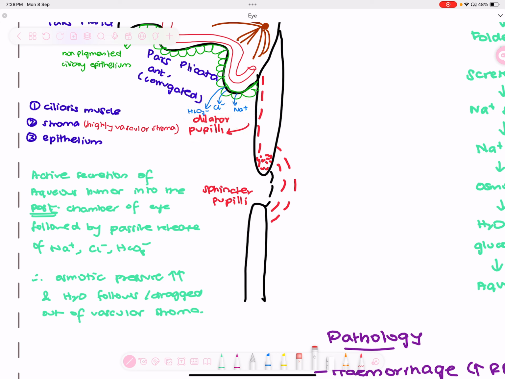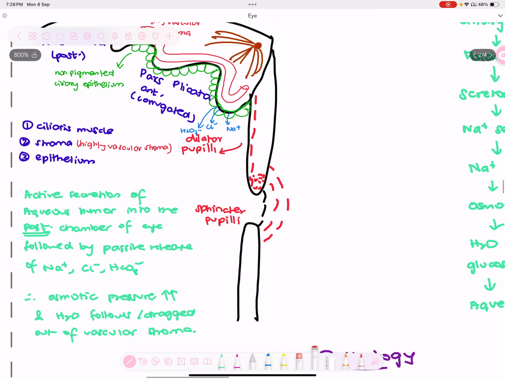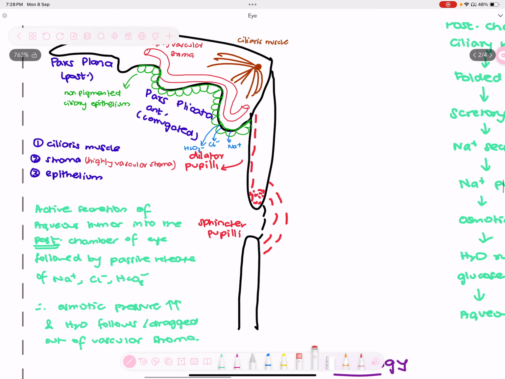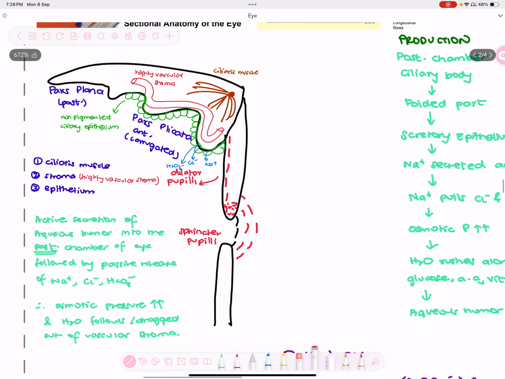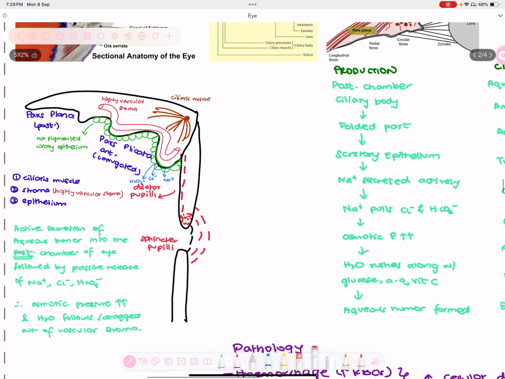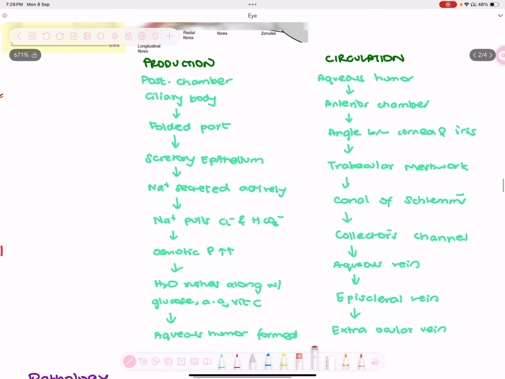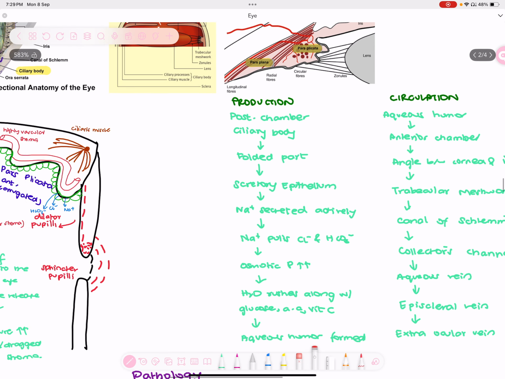So once osmotic pressure increases, water is also dragged out of the blood vessels, not blood vessels, but you can say vascular stroma here. And vascular, basically blood vessels. So the water also gets dragged along with it, and that helps to maintain the intraocular pressure. So one function of your aqueous humor was also to maintain the intraocular pressure.